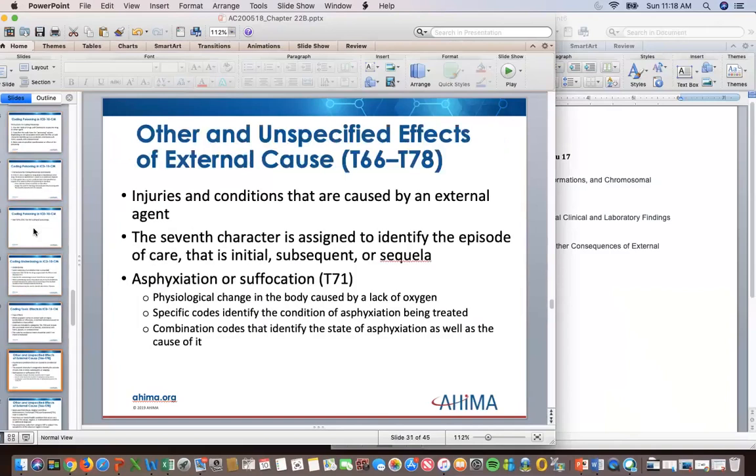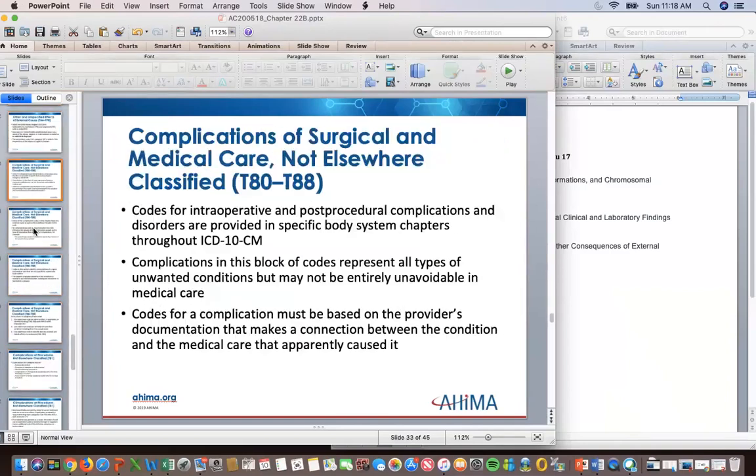They talk about underdosing, toxic effects, injuries. Complications of surgical care fall underneath this also, T80 to T88. I use a lot of these codes. And again, codes for complications must be based on the provider's documentation that makes a connection between the condition and the medical care that apparently caused it.